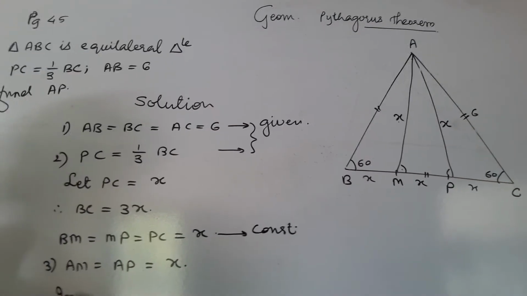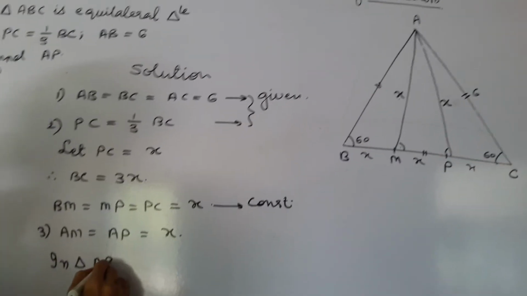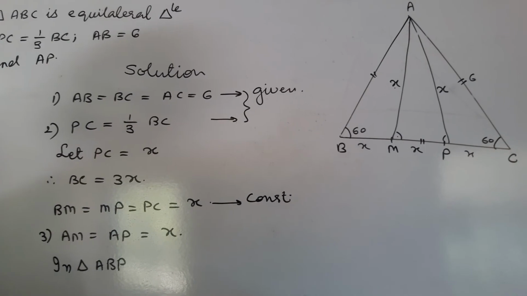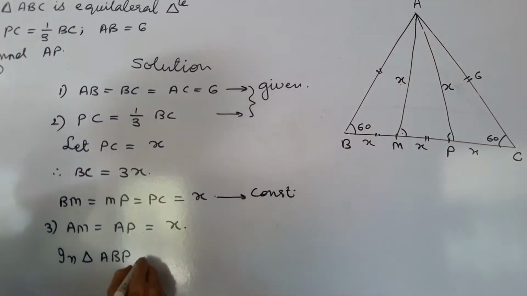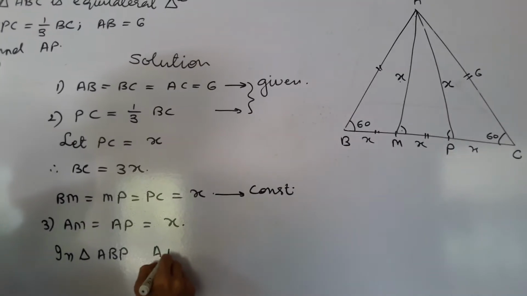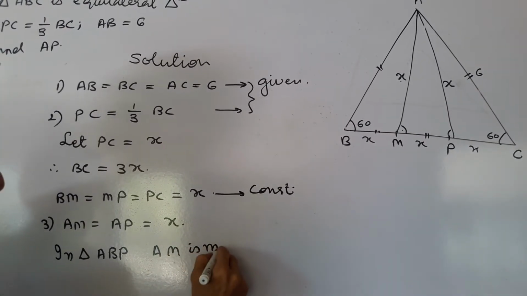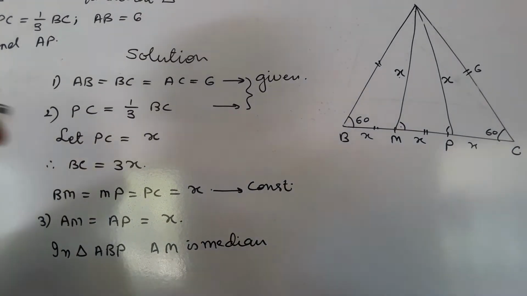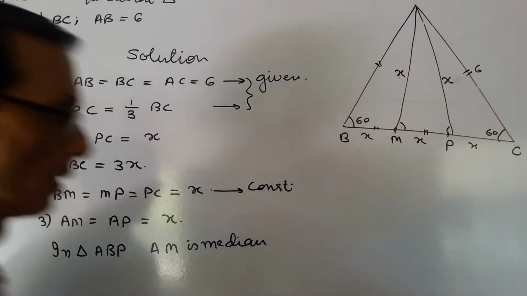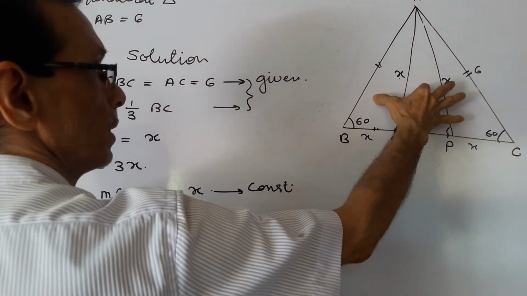Now if you think of triangle AMC or ABP, let us think of triangle ABP. In triangle ABP, here AM is median because these are equal. AM is median. And whenever we think of median, we remember Apollonius's theorem. So let us write Apollonius's theorem here.